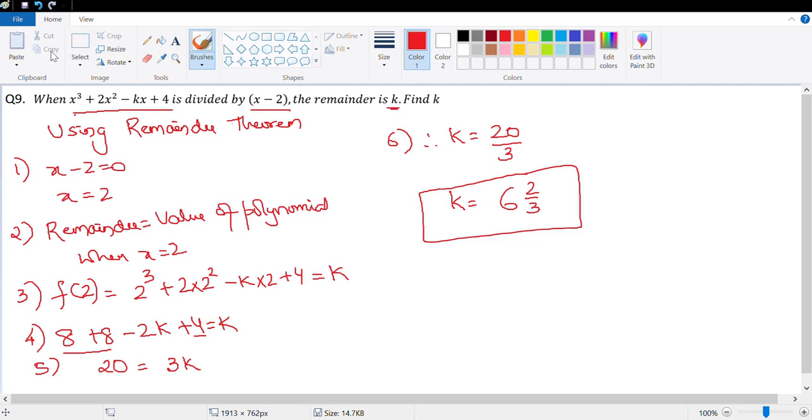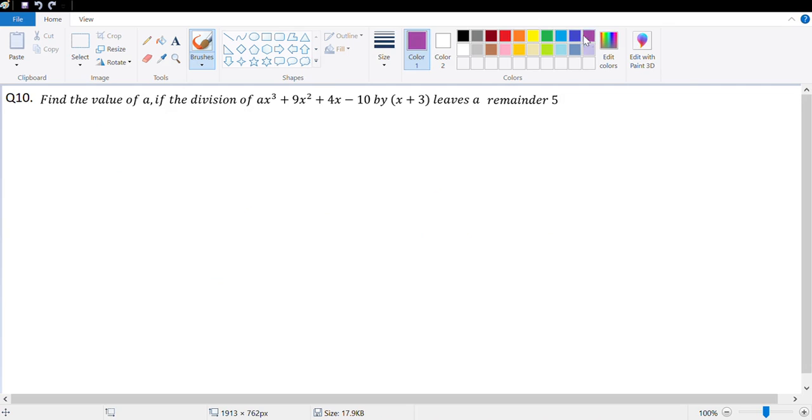Perfect. Let's look at the next question. The next question that we do is question number 10. Question number 10 says, find the value of a if the division of this polynomial by x plus 3 leaves a remainder of 5. So we want a remainder of 5. We need to find the value of a.